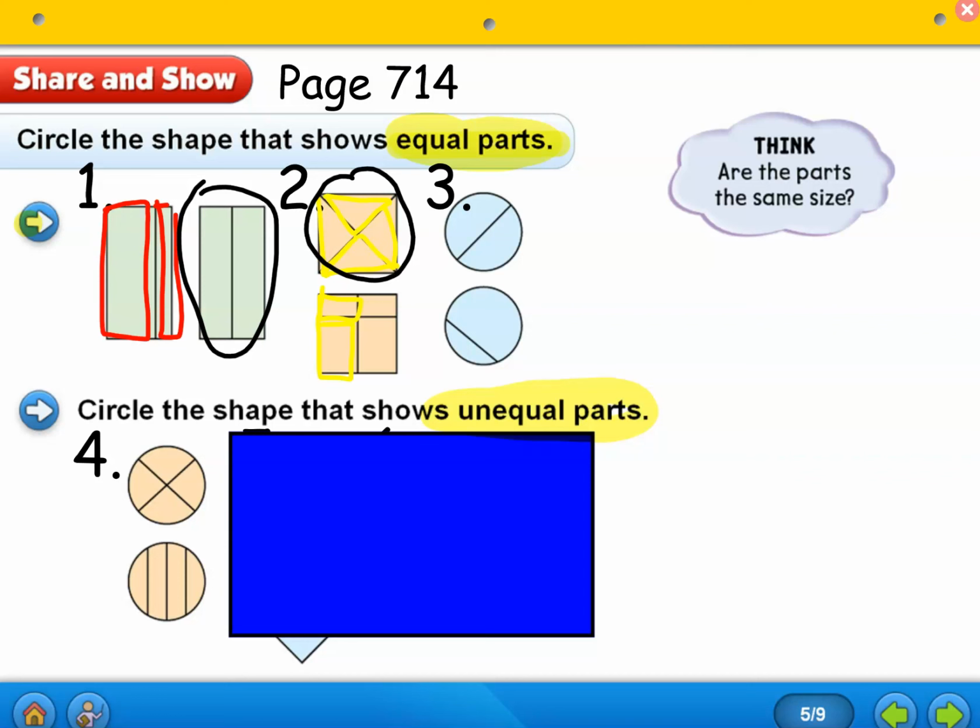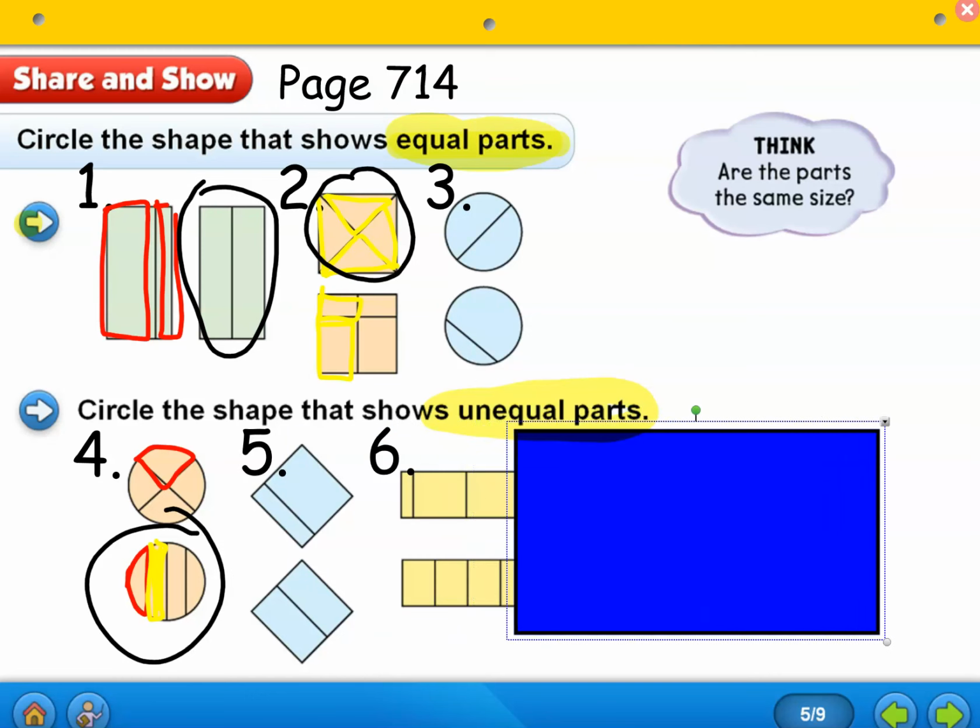Number 4, which circle shows unequal parts? The circle on the top shows that all the parts are the same size. However, the other circle shows that the parts do not have the same size. This part is smaller than the other part. So I will circle this circle, which shows unequal parts. So you will finish number 5 and number 6 by yourself.